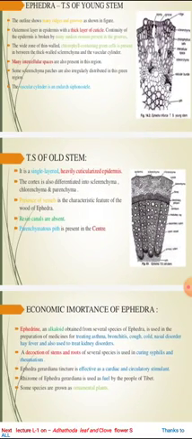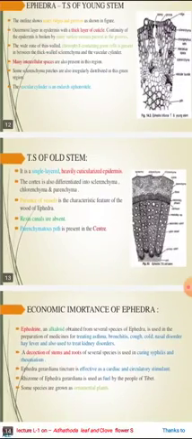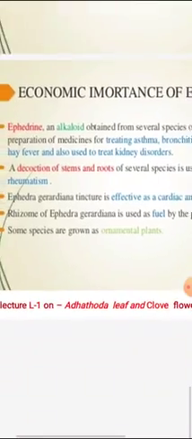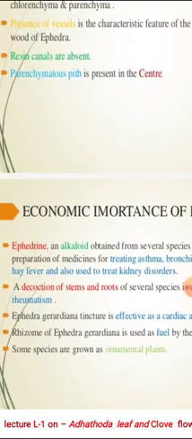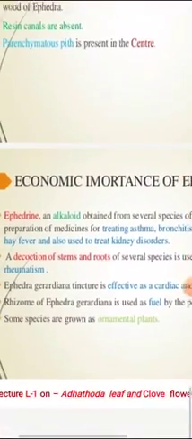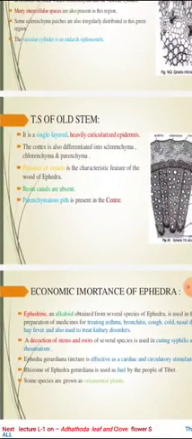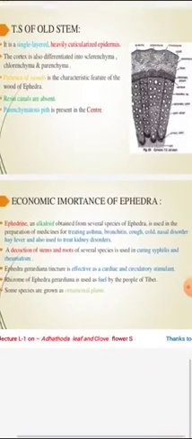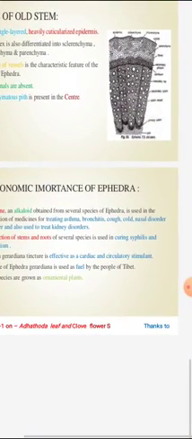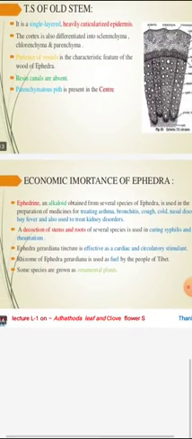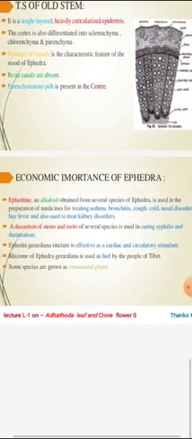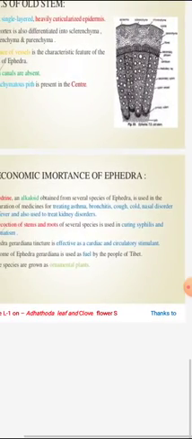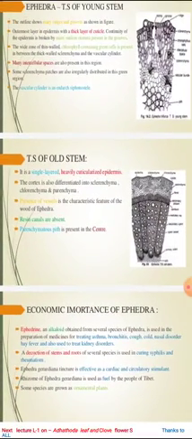Resin canals are absent. Parenchymatous pith is present, and for the uses, mainly Ephedra has ephedrine, which is the main alkaloid present. It is obtained from several species, and it is used in the preparation of medicine for treating asthma, bronchitis, cough, cold, nostril disorder, hay fever, right? Then a decoction of stem and root is used for curing syphilis and rheumatism. Then Ephedra gerardiana tincture is effective in cardiac and circulatory systems.